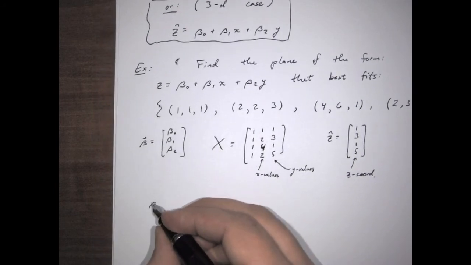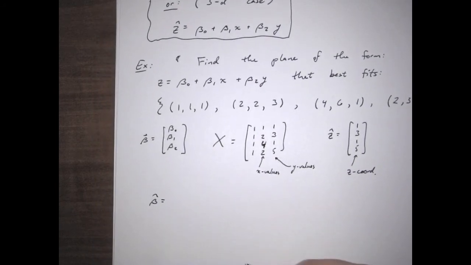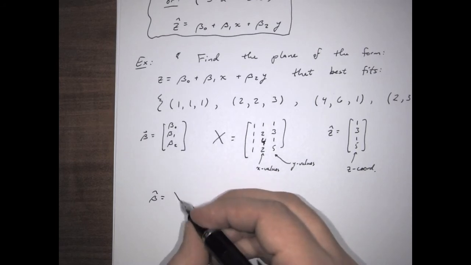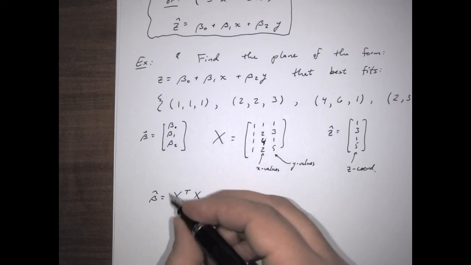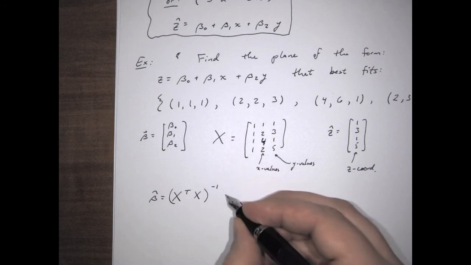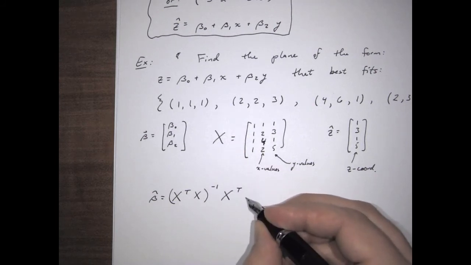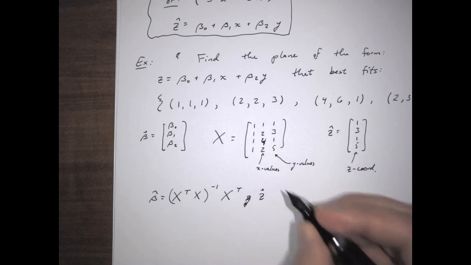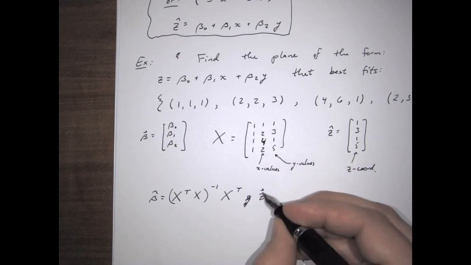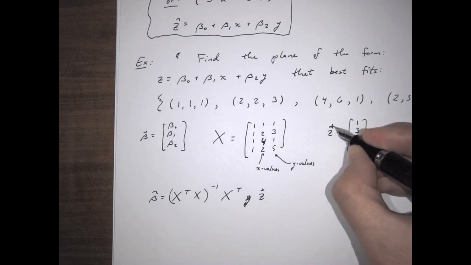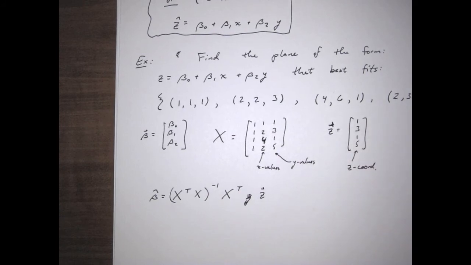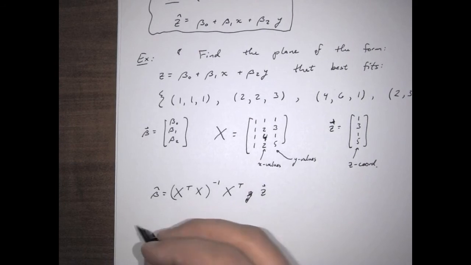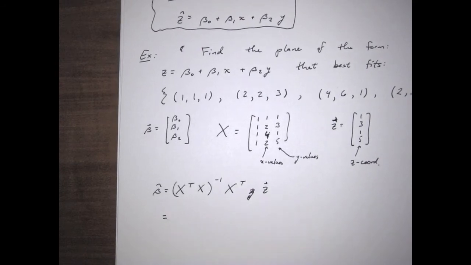But nothing is different from how we would set this up. It will still be x transpose x inverse x transpose, not y now though, but z. So that's the only difference, that's z, not hat, just z the vector. Okay. So we would again just put this into a calculator and calculate away.